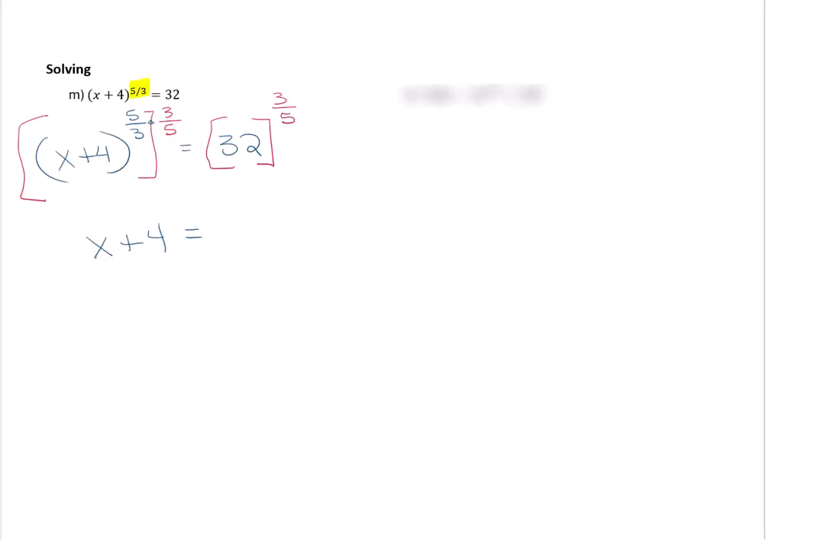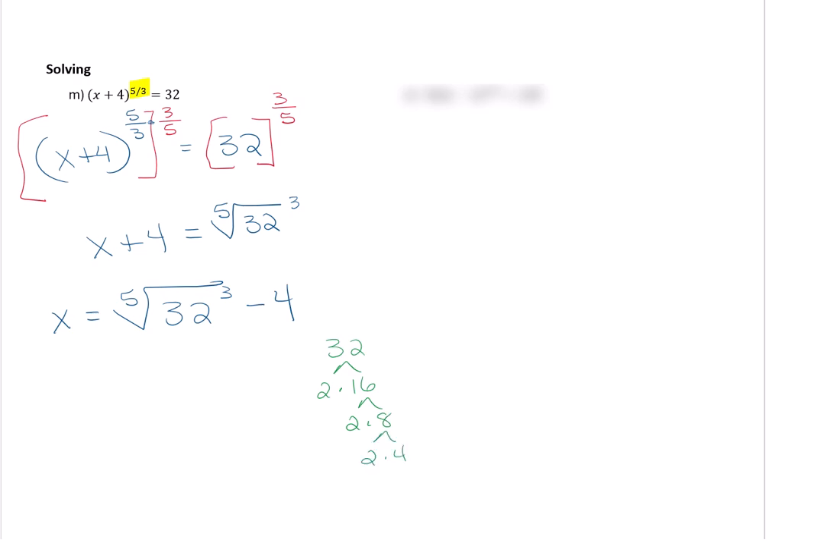So I'm going to write it as the 5th root of 32. And we could take that cube of the 32, or we could take the cube to the outside. That's completely up to us. We get x equals the 5th root of 32 cubed minus 4. And I want to see if that 32 cubed can reduce. Let's look at 32 first. If we break it down, we've got 2 times 16, 2 times 8, 2 times 4. Hey, look at there, 2 times 2. I have 1, 2, 3, 4, 5 2s.